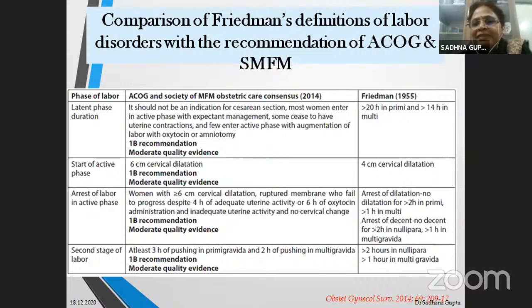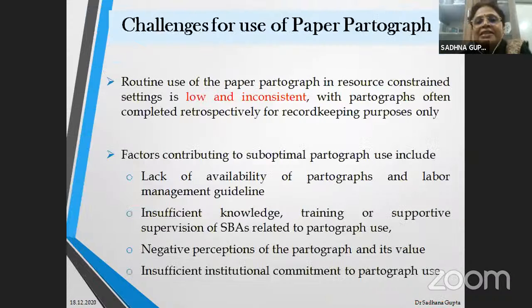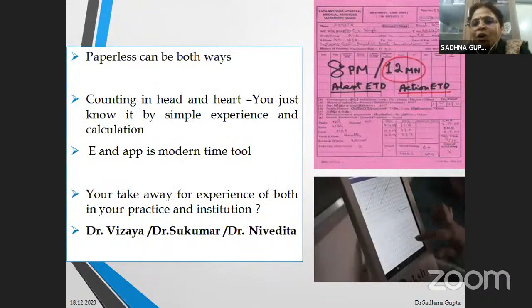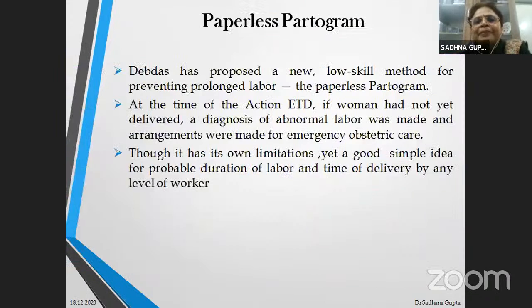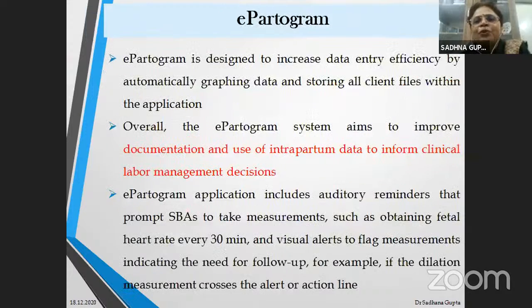So this is the slide which we want the audience to really have a look at, that from 1955 to 2014 there was no change in definition, and suddenly in 4 to 5 years we are having more understanding of labor, especially given the high rise of cesarean section. So this is very, very important. And what we say is, it is challenges, and already Nivedita has spoken about the paperless partogram and the e-partogram.